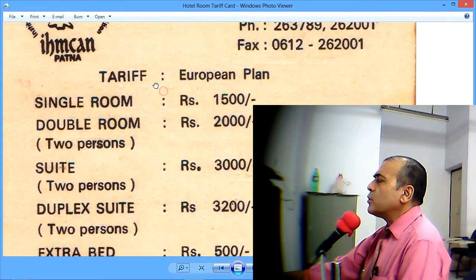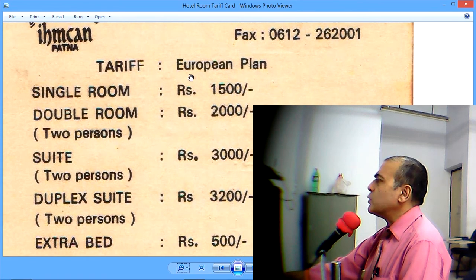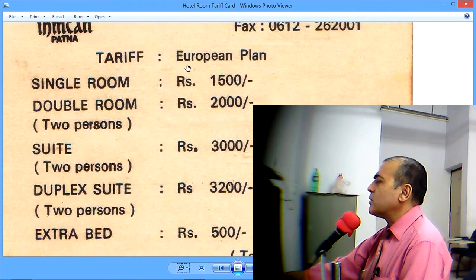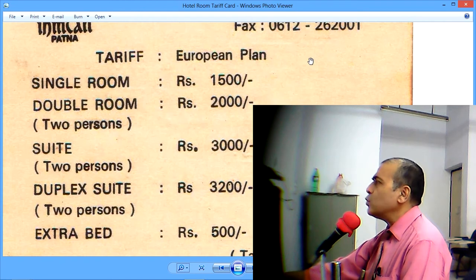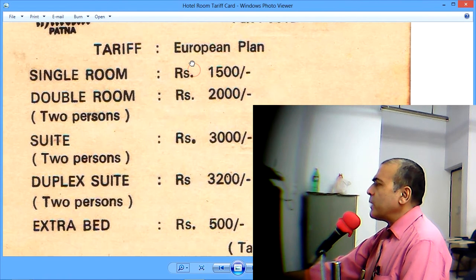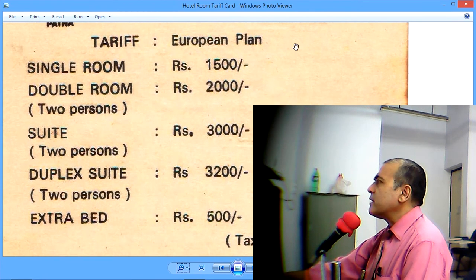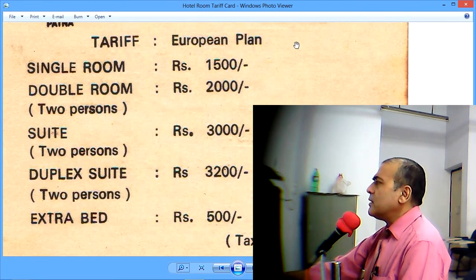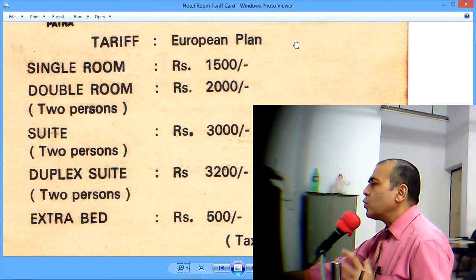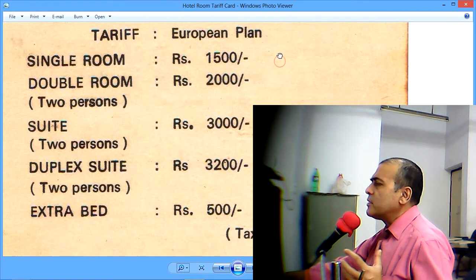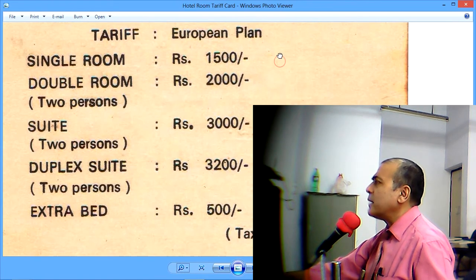Now here you would notice something unique, European plan. Now this has nothing to do with Europe as a continent or EU. European plan is a popular name given to a room tariff which only provides the traveler with a room, accommodation, and nothing else. So a room may include things like soap, shampoo, other amenities. So that is of course included.